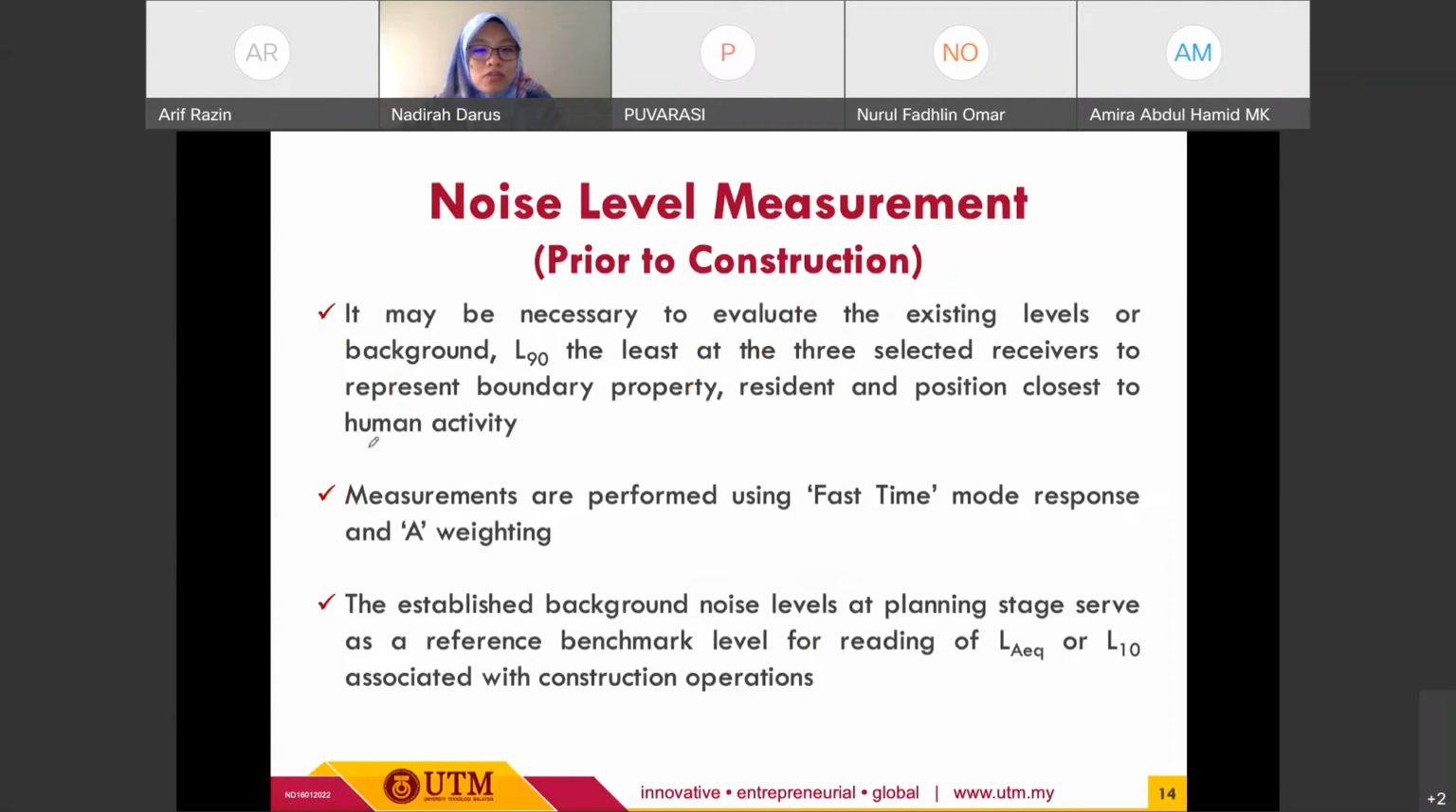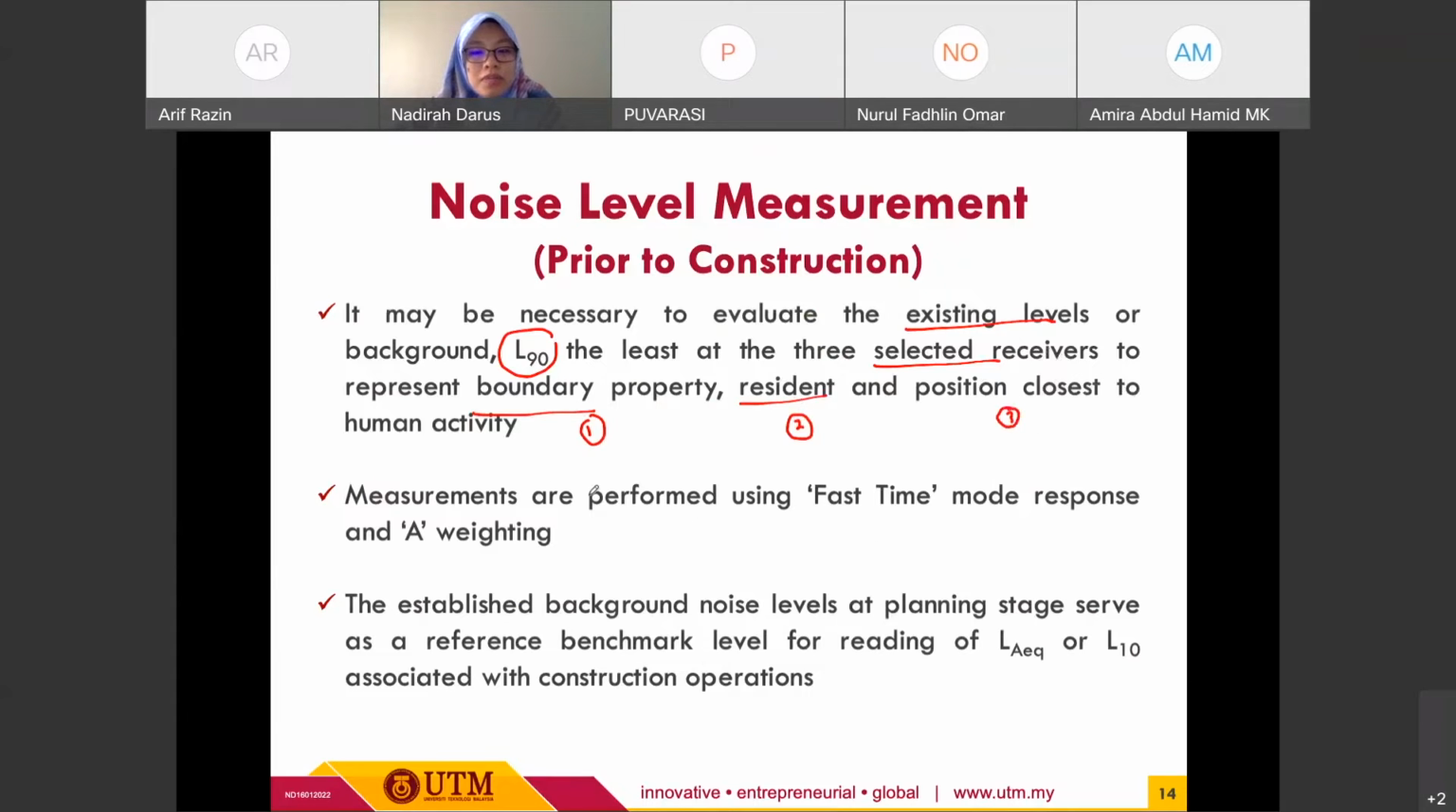Kalau ikut saya dah mention juga, prior to construction, kita nak evaluate existing levels. Just now kita dah tengok L90. Yang ni as I mentioned, dia ada at least 3 selected receivers: the boundary first, property boundary, and then the resident, the residential unit, and position closest to human activity. Maksudnya human activity ni can be, for example, dekat residential tu ada taman ataupun any recreational park. So kita boleh cuba measure dekat that position.